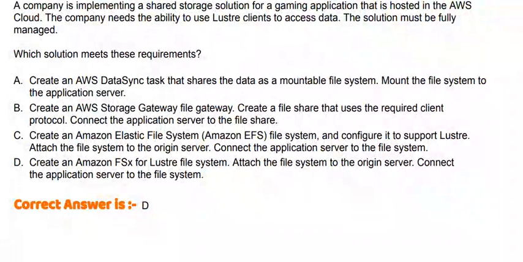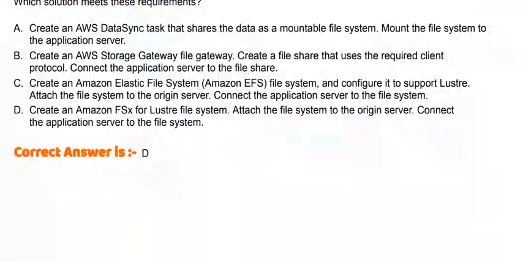And option D. Create an Amazon FSx for Lustre file system. Attach the file system to the origin server. Connect the application server to the file system. And the correct answer is option D.